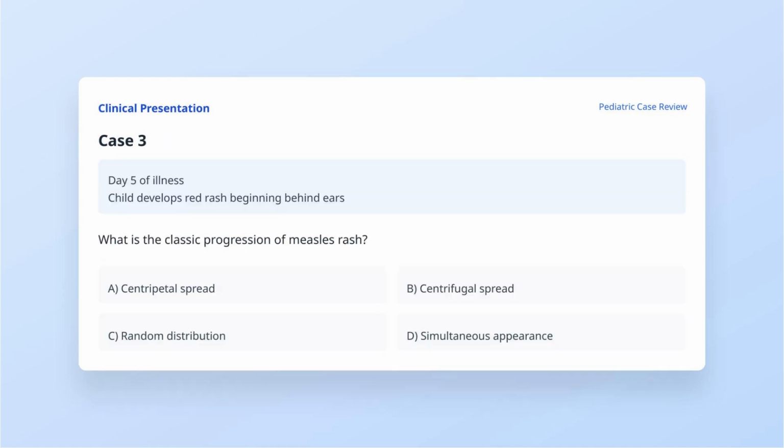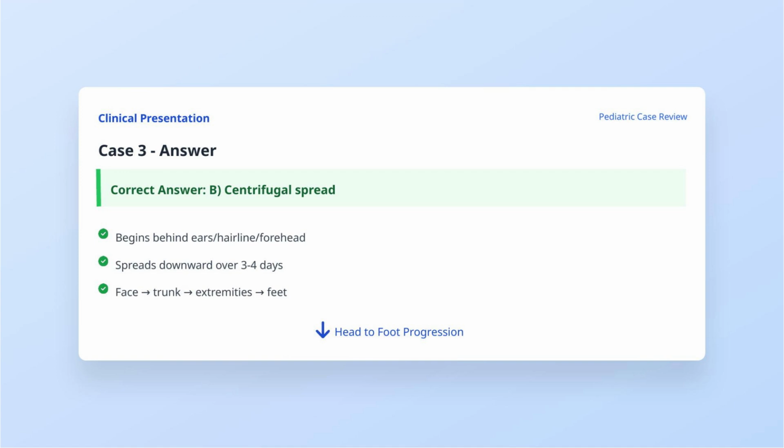It is now day 5 of illness. The child develops a red maculopapular rash that first appears behind the ears. What is the classic progression pattern of the measles rash? A, centripetal spread from extremities to trunk, B, centrifugal spread from head downward, C, random distribution without pattern, or D, simultaneous appearance all over the body? The correct answer is B, centrifugal spread.